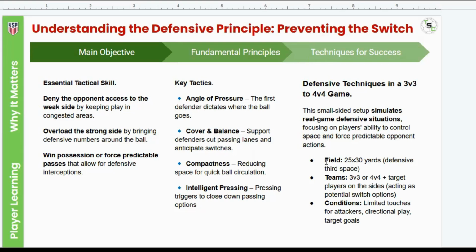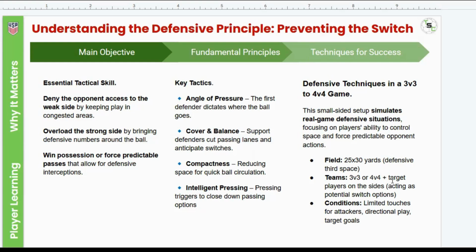I had some dimensions here. Obviously, we're defending in the defending third, so if you have the field space available, try to have a space or area specifically tailored to your topic as well. I mentioned a 3v3, 4v4.